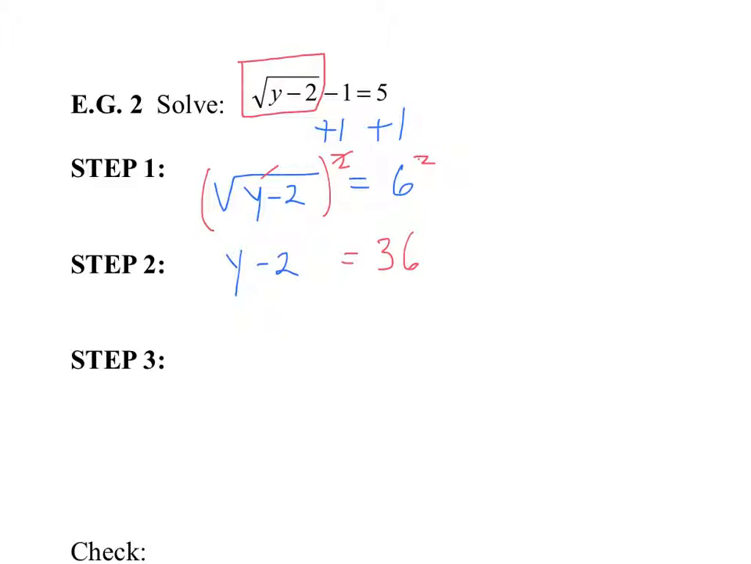And then step 3 is solve for the variable, in this case y. So I'm going to add 2 to both sides. And I'm going to get y equals 38.